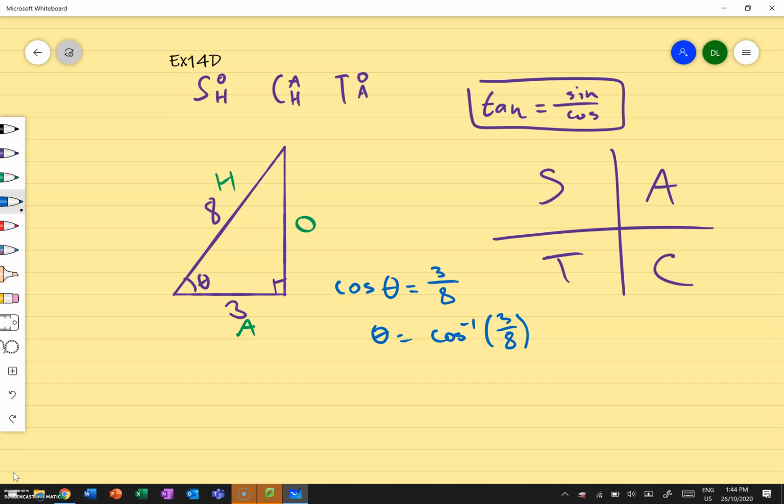Does that sound quite familiar to you guys? Yeah, you guys remember how to do that? So find the inverse of the trigonometric ratio in order to find theta.